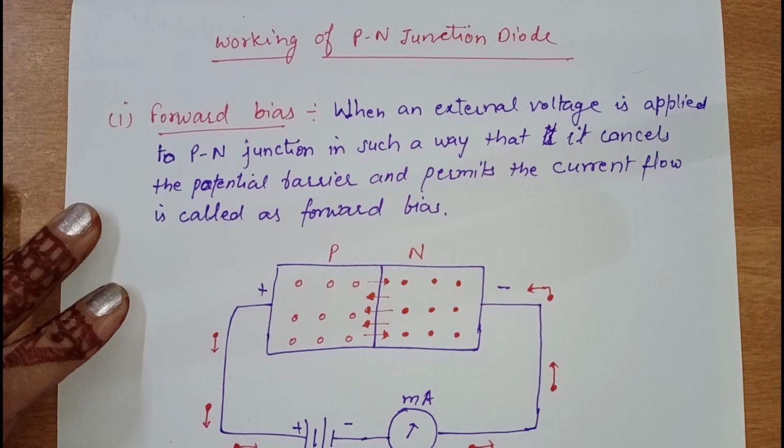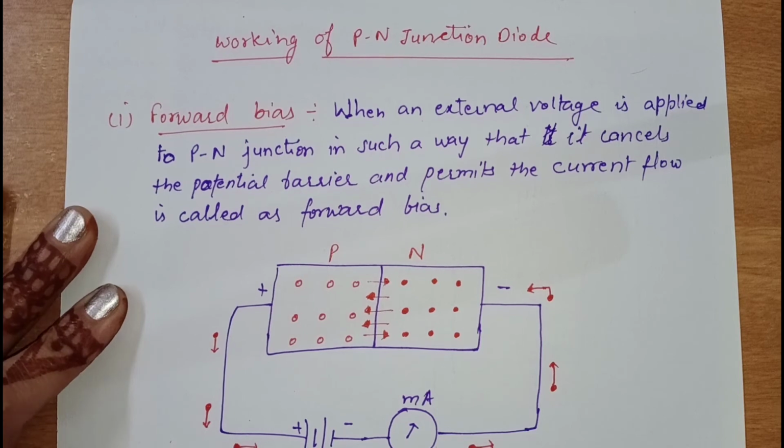In this video, we will study the working of a PN junction diode. The working of a PN junction diode is affected by two biases, forward bias and reverse bias. So we will study the working of the PN junction diode in both conditions. First, we will discuss the working of the PN junction diode in forward bias.